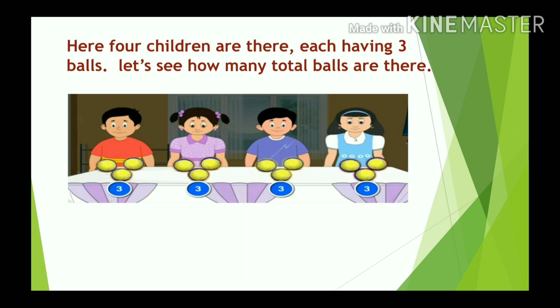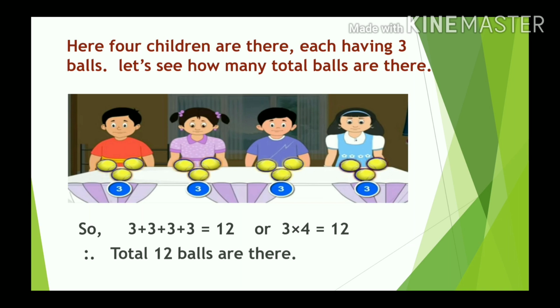So if you count all the balls together by adding, we get 3 plus 3 plus 3 plus 3 is equal to 12, or we can do it by multiplying. So 3 multiplied by 4 means 3 balls multiplied by 4 students, so we get 12, same as addition. So therefore a total of 12 balls are there with all 4 children.